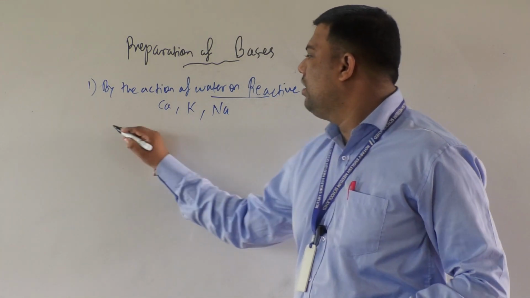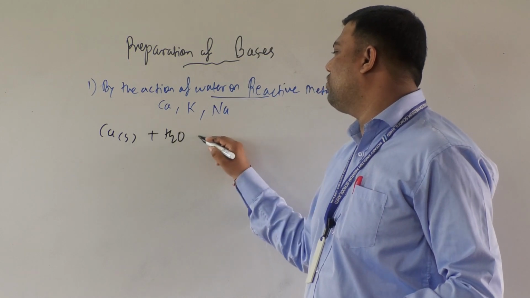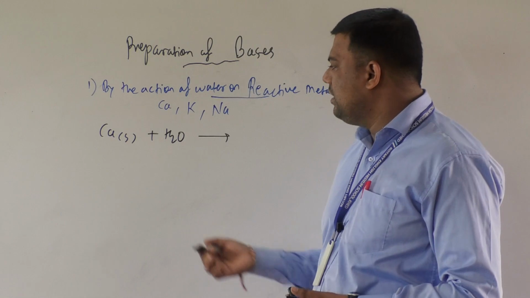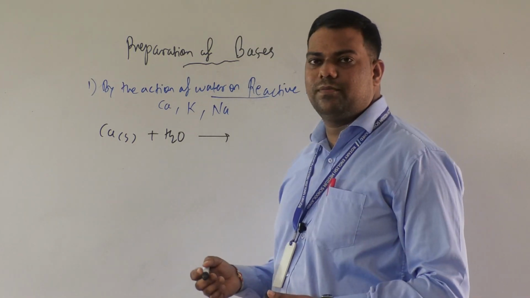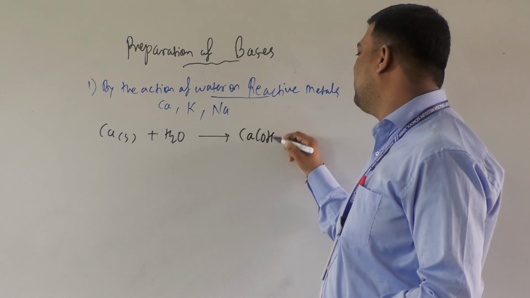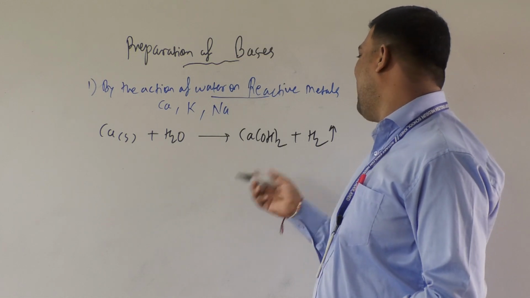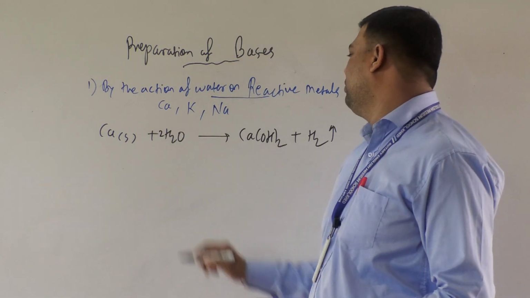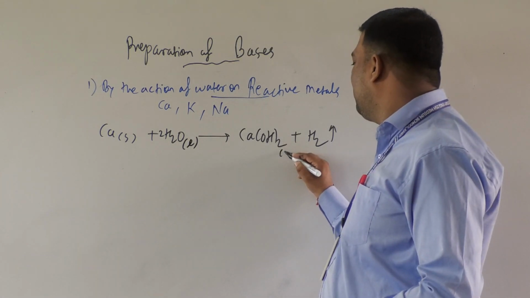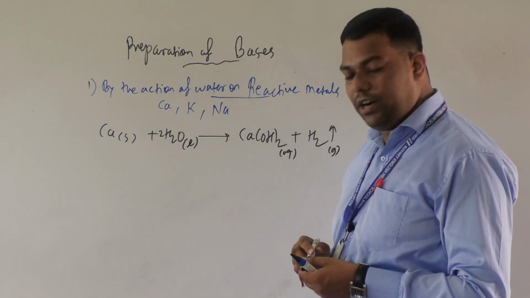See here, for example, calcium solid plus water. What do they give us? By the action of water on reactive metals, you get a base along with hydrogen gas. So you have to balance this reaction. Take 2 here. Yes, our reaction is balanced. These are aqueous, and this is gaseous. Understood?